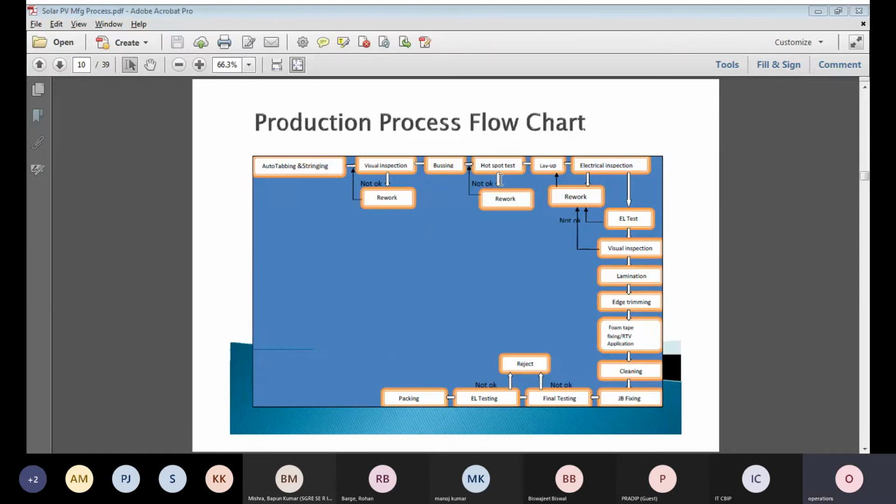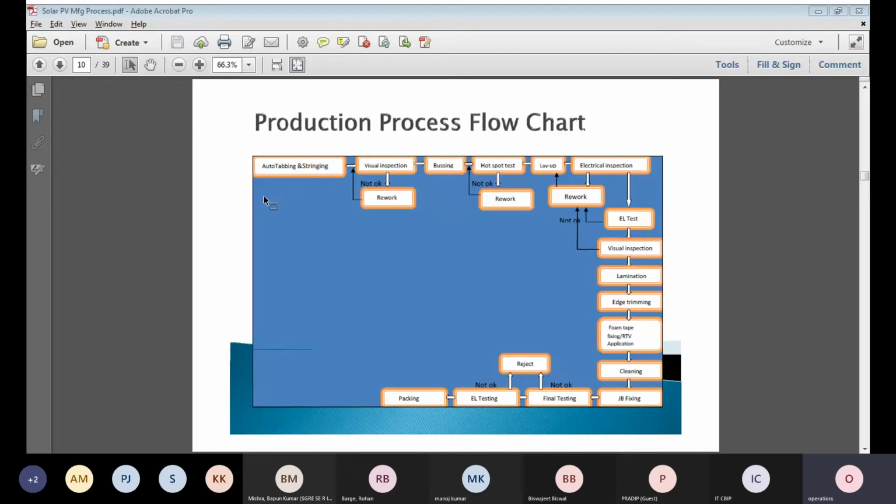Nowadays, many manufacturing processes are automated, not manual. I can explain both, how the manual process goes and how it is changing over to automation from the manual process. So this is the basic process flow chart. I can explain each stage later on.